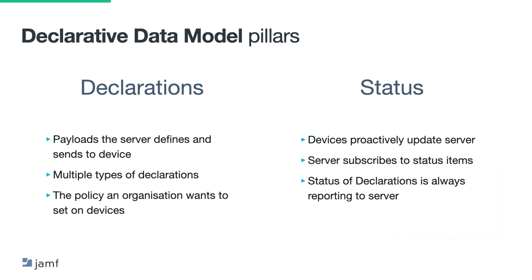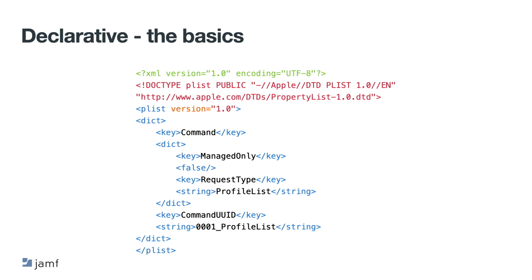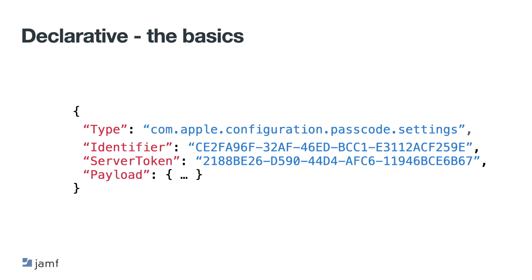So I'm not going to go through every single example of the declarations because there's a lot of them in the protocol, but you can see there what the operating system is going to understand with declarations to be able to do certain things. So MDM communication, as we know and love, is almost entirely XML, whereas declarative device management is JSON. So if you're having a look at what's going on in your servers, understanding the differences here.